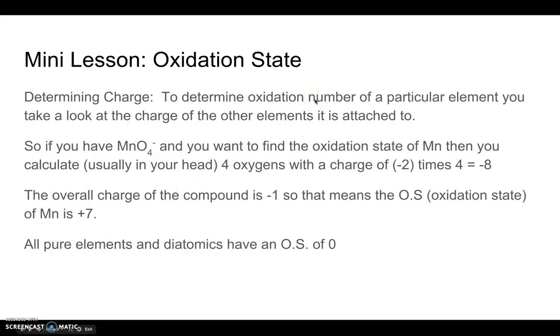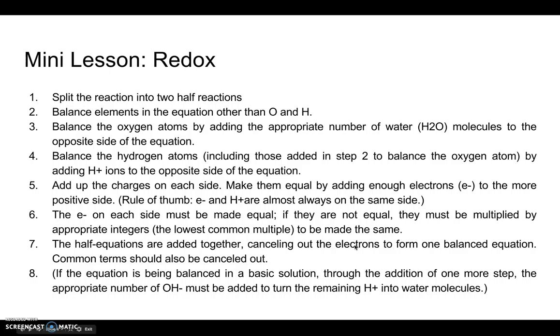First you just have to look at the charge of the elements it's attached to. So in this example, MnO4 minus, you want to find the oxidation state of manganese. You calculate in your head: 4 oxygens with a charge of -2 times 4 equals -8. The overall charge of the compound is -1, as you can see here. So the oxidation state goes to 7+ for Mn. Most pure elements and diatomics have an oxidation state of 0, and that's just one of many rules.